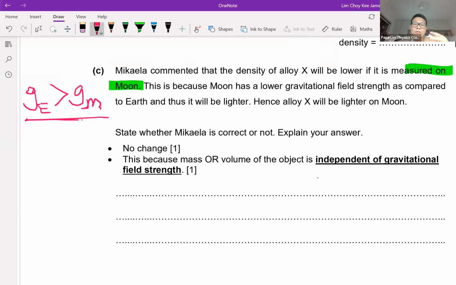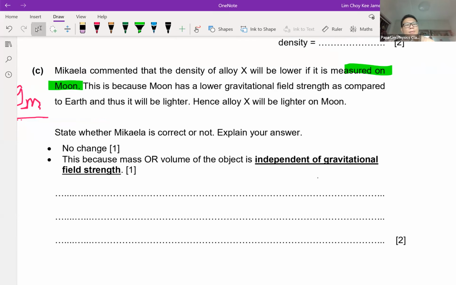He or she doesn't need to know the exact number for the moon, but he or she definitely needs to know that the gravitational field strength on Earth is 10 Newton per kg, and that the moon's gravitational field strength is definitely lower than Earth's. That's it. Likewise, it's also mentioned here, but even if I don't mention it, you also need to know. And thus the alloy is actually lighter.